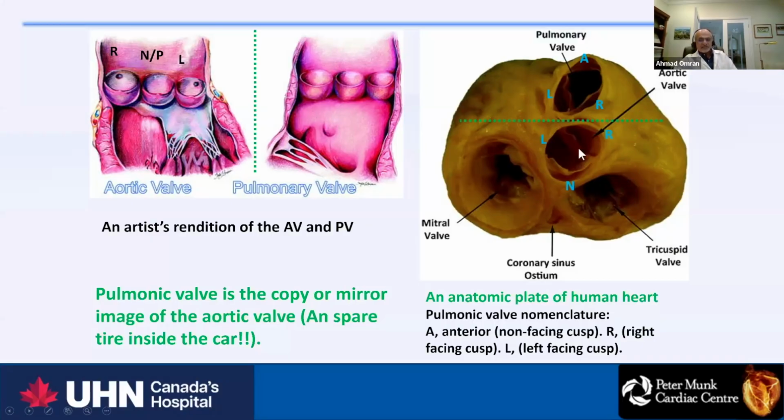Again, in this view, this is the aortic valve, this is the pulmonic valve. Again, if you put a mirror here, the pulmonic valve is the mirror image of the aortic valve. So for the nomenclature of the pulmonic valve, we call it left, beside the left of the aorta, right, beside the right of the aorta, and instead of non, which is posterior, we have anterior. So we call it anterior cusp or non-facing cusp. We call it non-facing because it's not facing the aorta. The 2 cusps are facing here.